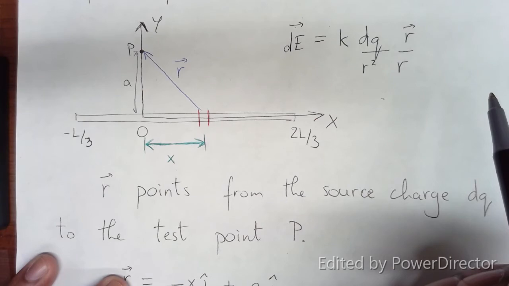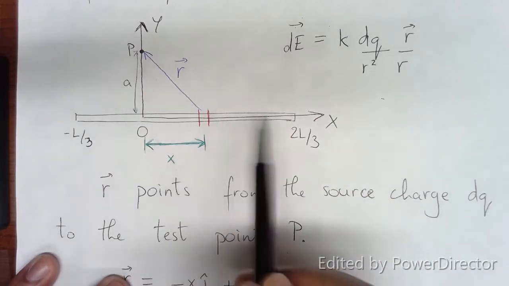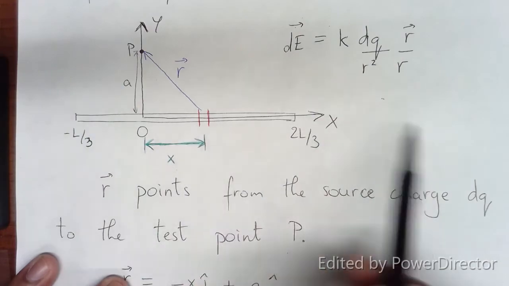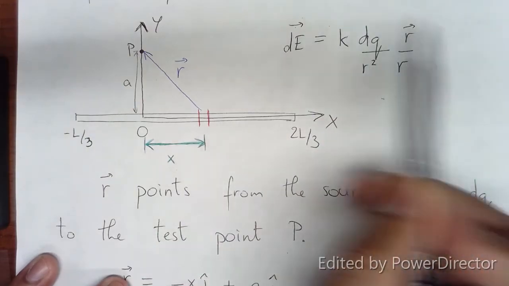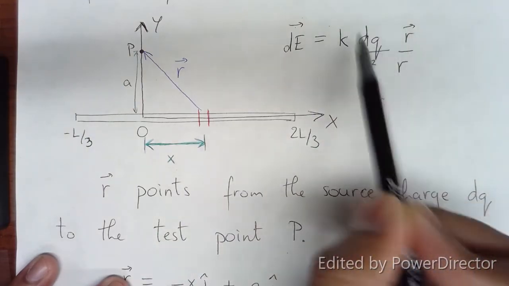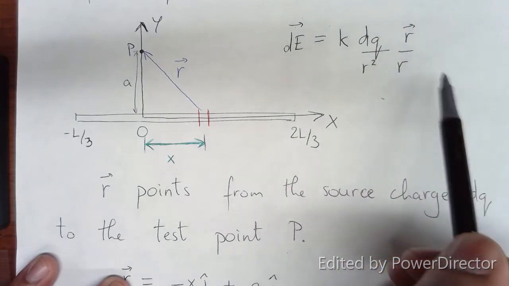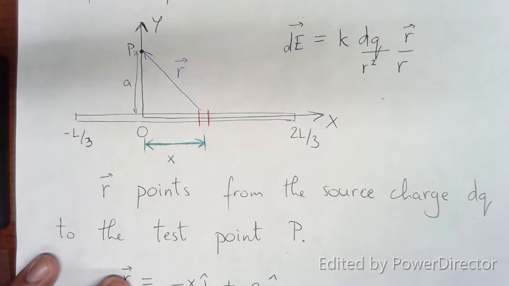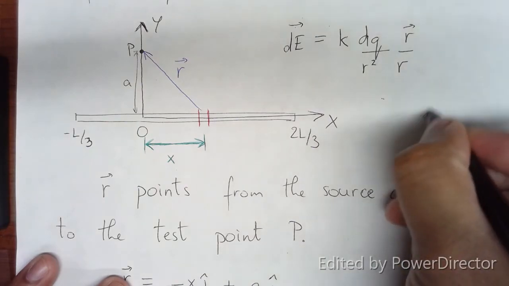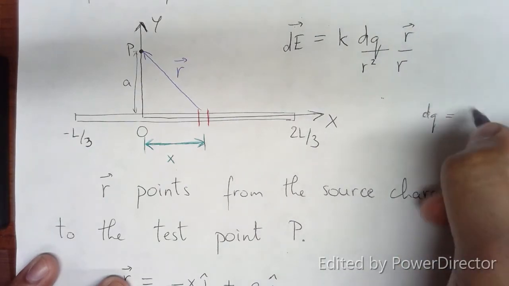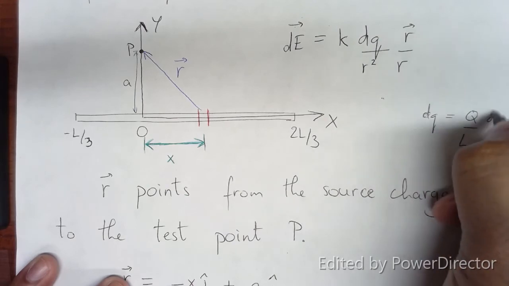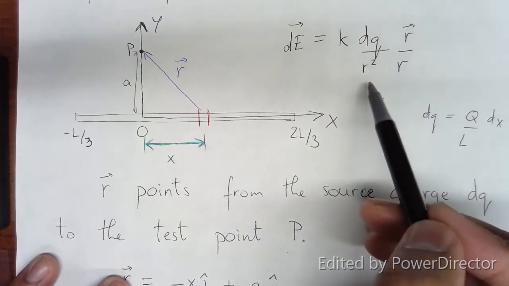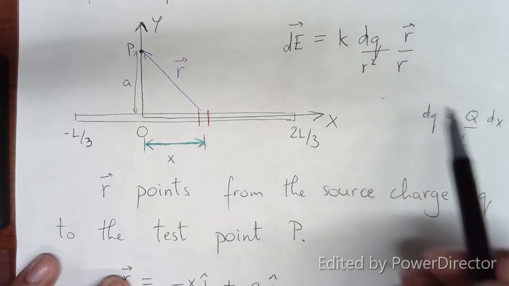and to do that in terms of the coordinates, which in this case are x and y, we will need to express what we can that occurs here in terms of x and y. So we have established a relation for dq. We've said that dq is equal to Q over L dx. Now we need to figure out what r and r vector are.